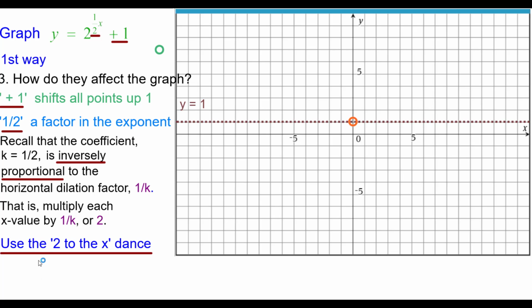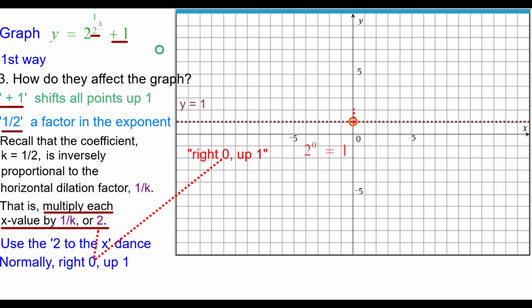So let's go ahead and do the 2 to the x dance. Normally we go right 0 up 1. In this case, we'll also go right 0 up 1, because when we double the 0, it's still going to be 0 and going up 1, because 2 to the 0 power is 1. Again, plotting relative to this orange origin.